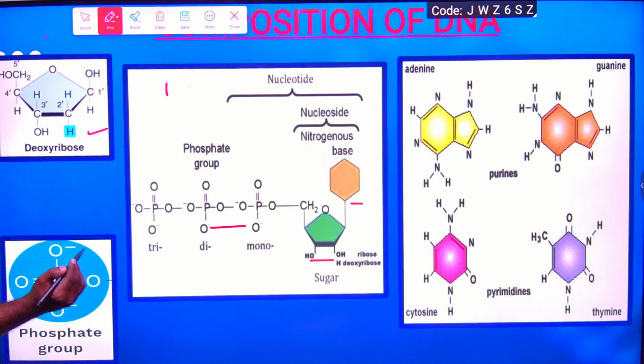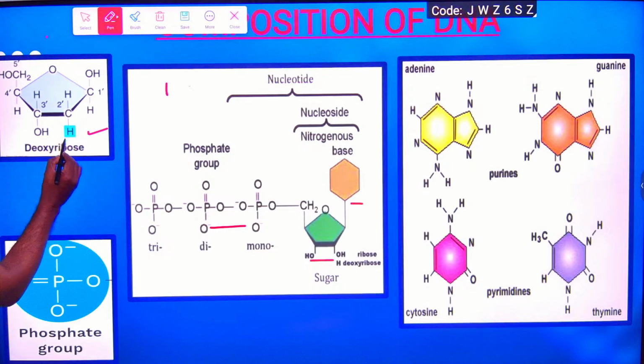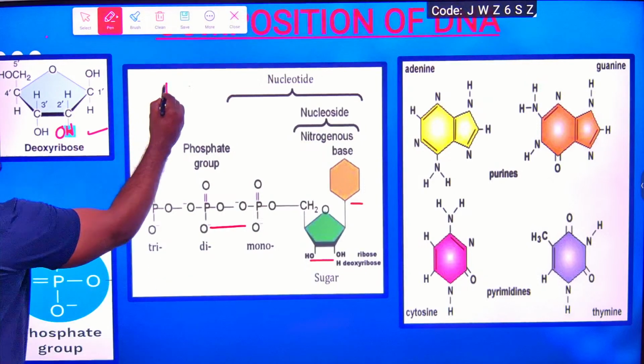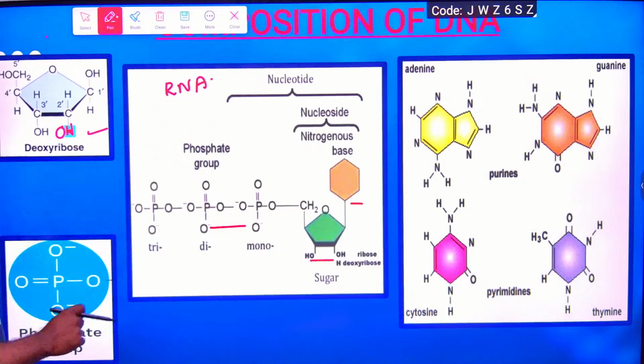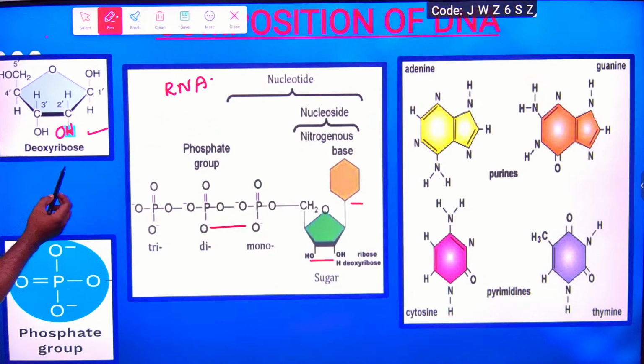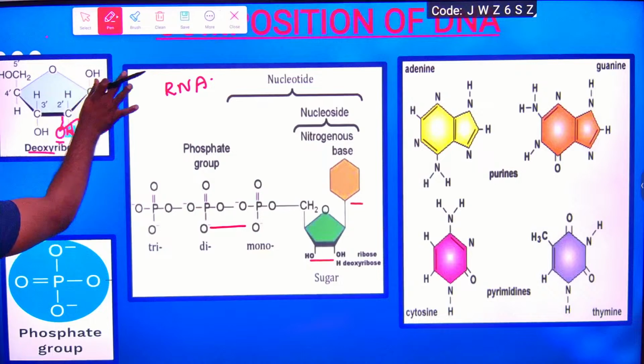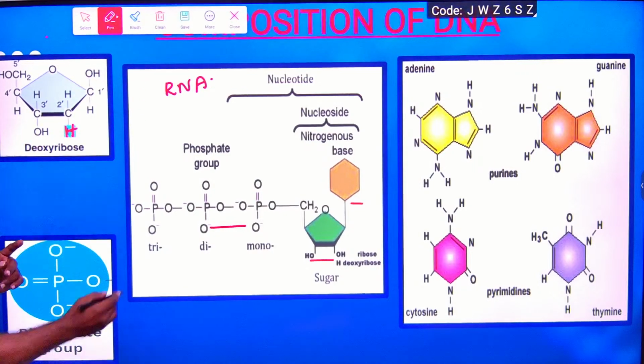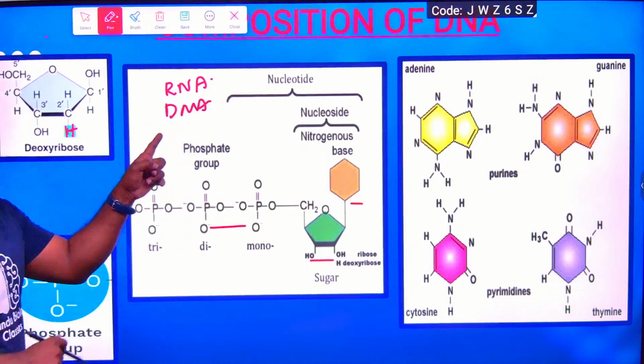See, ribose means in the second carbon always which group is present? OH group is present. That is called ribose sugar. Based on the sugar only we have given the names to the nucleic acid. If the sugar is ribose, we call it ribonucleic acid, which is RNA. In the second carbon, if no oxygen is present, only hydrogen is present, that is what we call deoxyribose sugar. That is what generally DNA has.